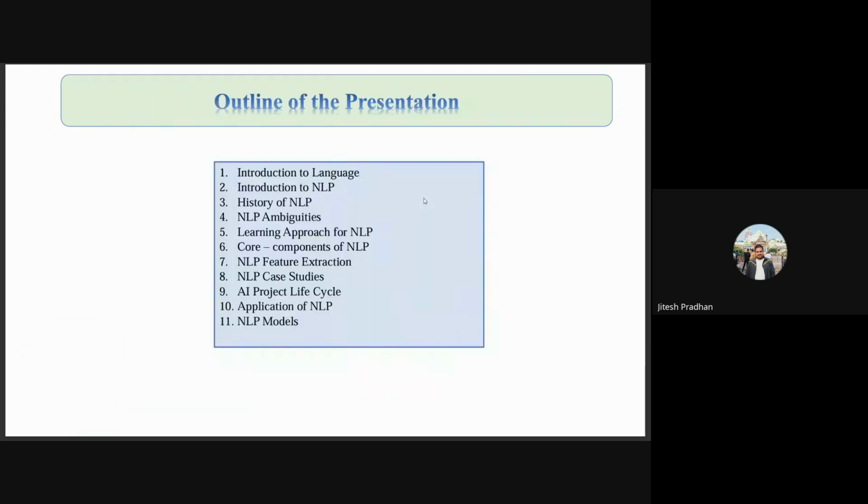Now, this is the outline of my presentation. I will be covering introduction to the language. Then we will see introduction to NLP, history of some NLP techniques, then some NLP ambiguities. Then we will see learning approaches of NLP, core components of NLP, and how features are extracted in NLP. Then we will discuss some NLP case studies. Then we will go for the AI project lifecycle, followed by applications of NLP and NLP models. So these are the topics that I have planned to cover in today's session.